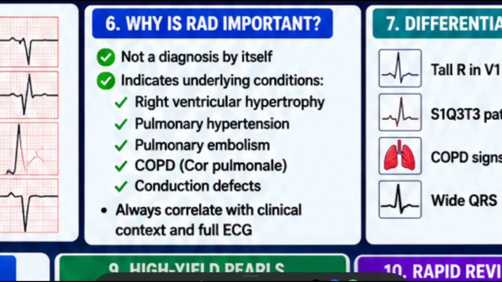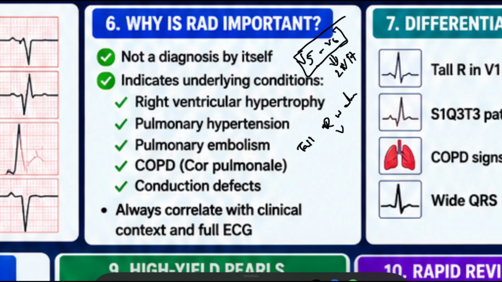Okay, why is this right axis deviation important? So, for example, a 65 year old man with severe chronic obstructive pulmonary disease presents with shortness of breath. The ECG shows lead 1 negative and lead AVF positive, with a tall R wave in V1. Then you have to suspect the patient has right ventricular hypertrophy. Okay, if you see a tall R wave in V5 and V6, then we have to suspect left ventricular hypertrophy, right? So if you are seeing a tall R wave in V1, we have to think right ventricular hypertrophy.